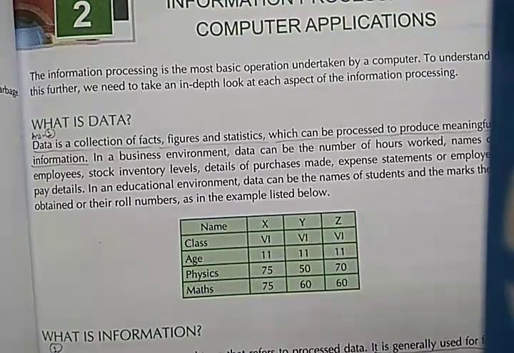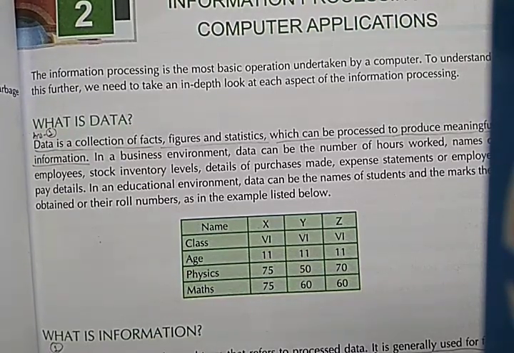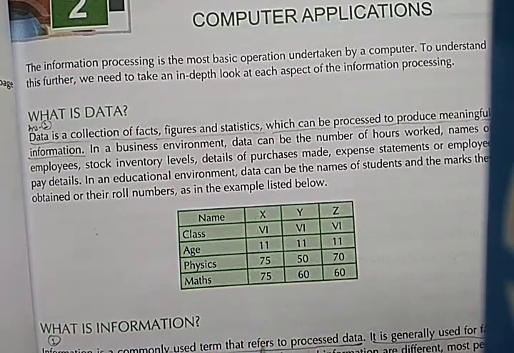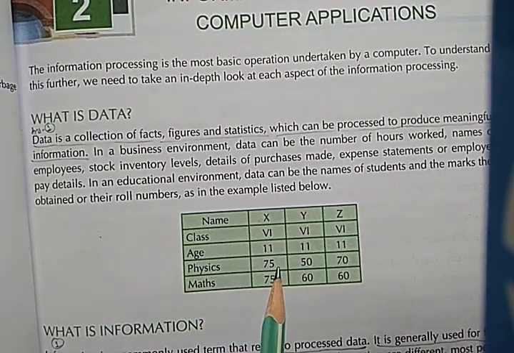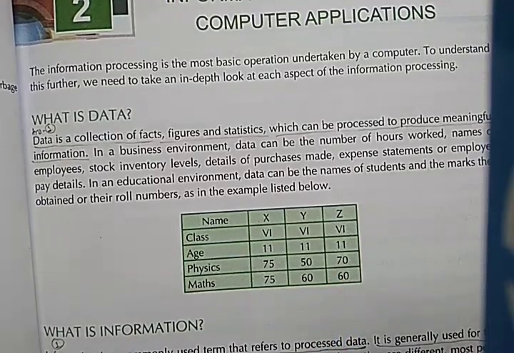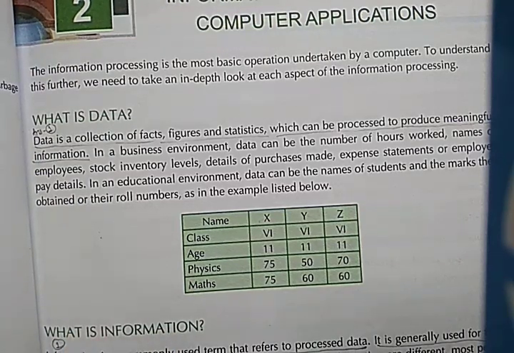Here it is written, in a business environment, data can be the number of hours worked, names of employees, stock, inventory levels, details of purchases made, expense statements or employee pay details. In an educational environment, data can be the names of students and the marks they obtain or their roll numbers, as in the example listed below. So these all are called data. That's why data is a collection of facts, figures and statistics which can be processed to produce meaningful information. Okay students, so this is data.